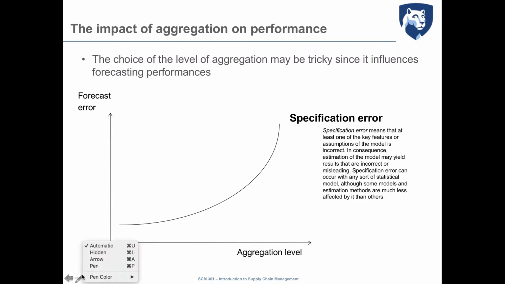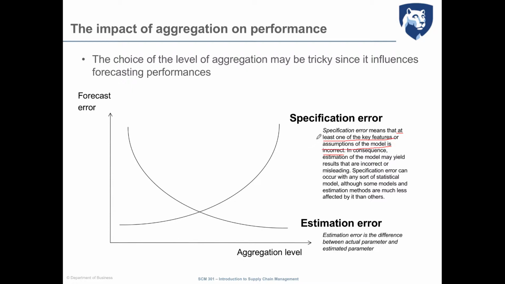Specification error, as you can see written here, means that at least one of the key feature or assumption of the model which is behind the demand management process is wrong. Demand is exogenous. In order to manage something which is exogenous, which is unpredictable, we should build some model which should be as much as possible near the reality. The more we aggregate the demand, the more we are far from how the demand actually is in practice, and so the higher is the specification error.